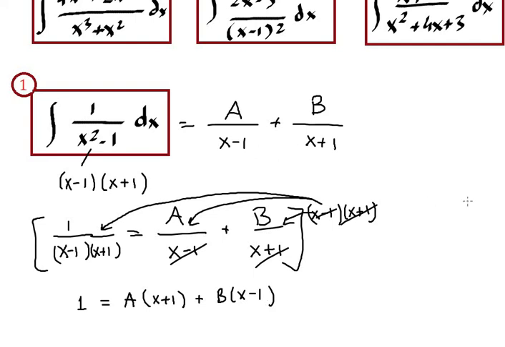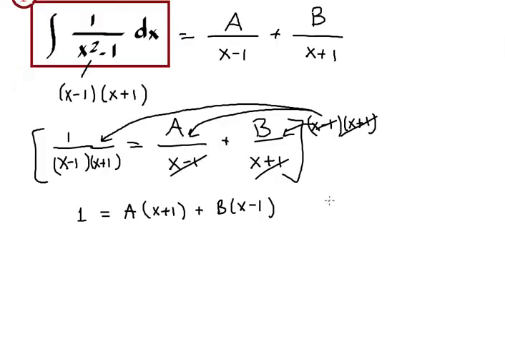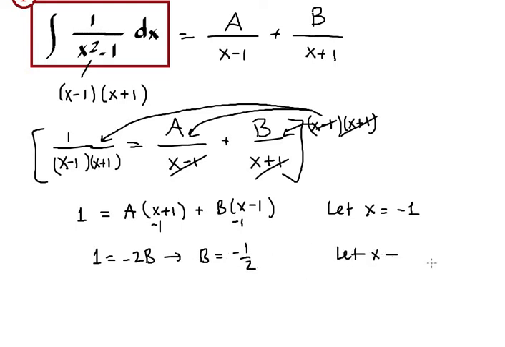Now we can use the method of giving values for x. Let x be equal to negative 1. So if x is negative 1, this is going to be 0, and the a term will be 0. 1 will be equal to negative 2b. So here b is equal to negative 1/2. This time let x be equal to positive 1. Then this term goes to 0, and 1 is equal to 2a. Then here a is equal to positive 1/2.